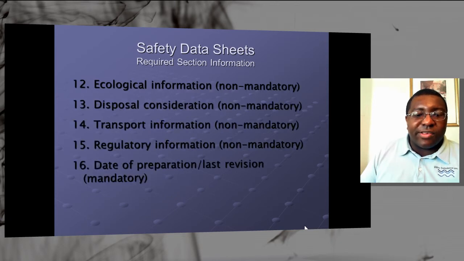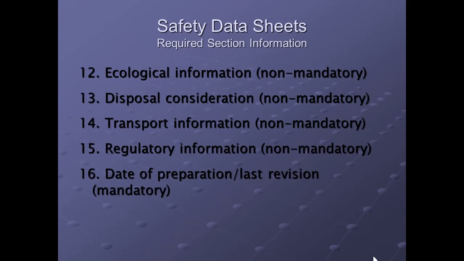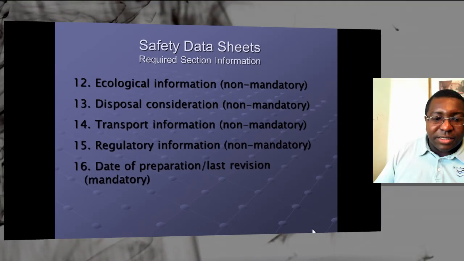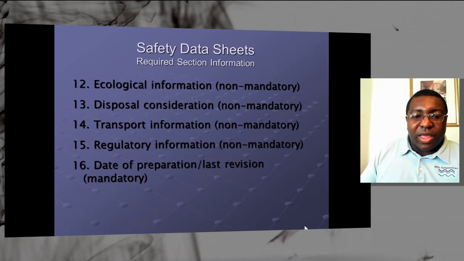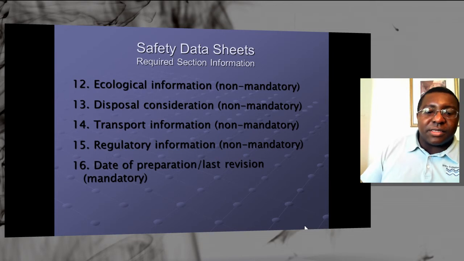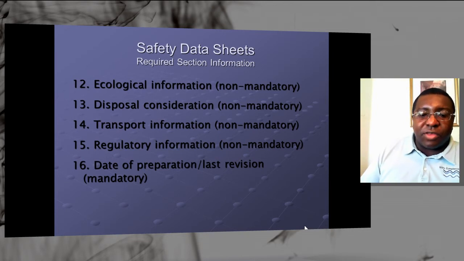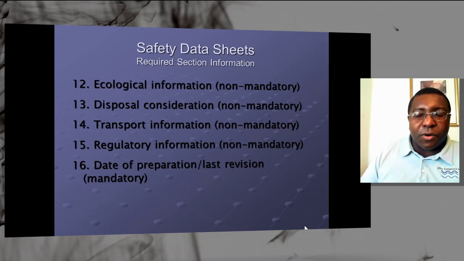And these last 5, 12 to 16, they're not mandatory under OSHA because OSHA doesn't deal with ecological information, the disposal, transportation, data preparation. Those things are not regulated under OSHA. OSHA is looking for material that's pertinent to worker safety.